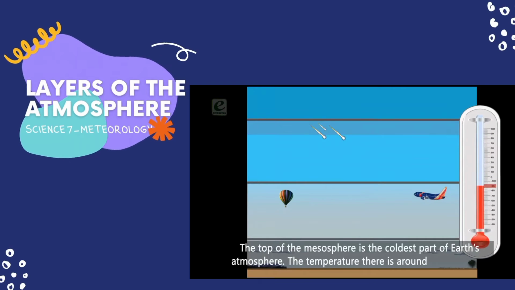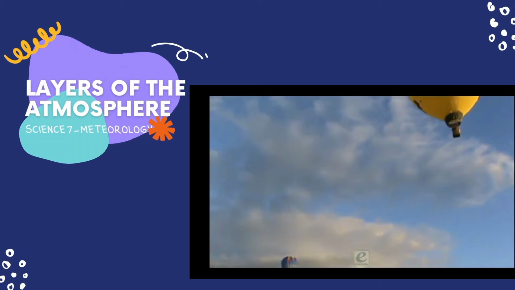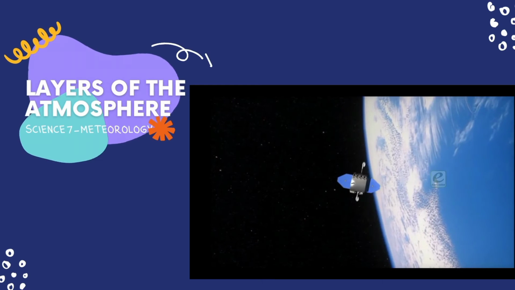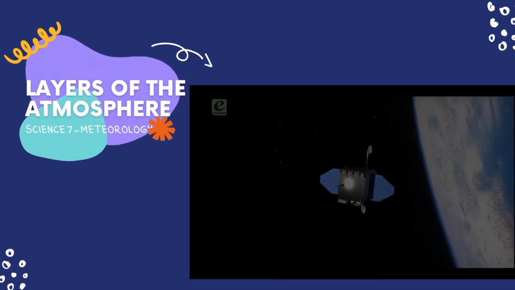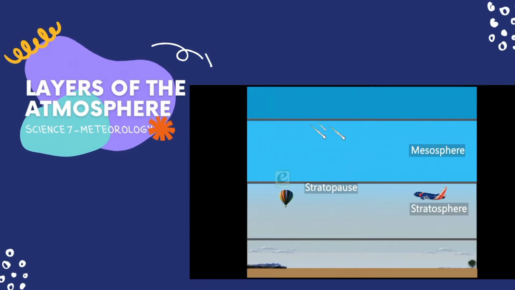The temperature there is around -90 or -130 Fahrenheit. Weather balloons and jet planes cannot fly high enough to reach the mesosphere. The orbits of satellites are above the mesosphere. The boundaries between the layers have special names. The boundary between the stratosphere and mesosphere is called the stratopause.